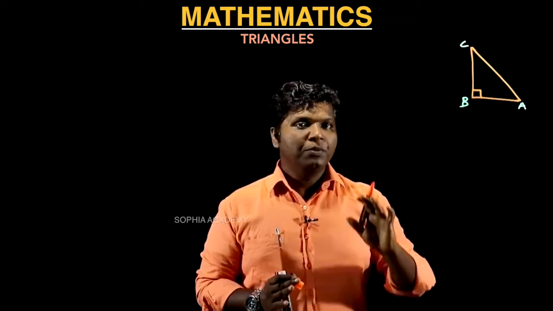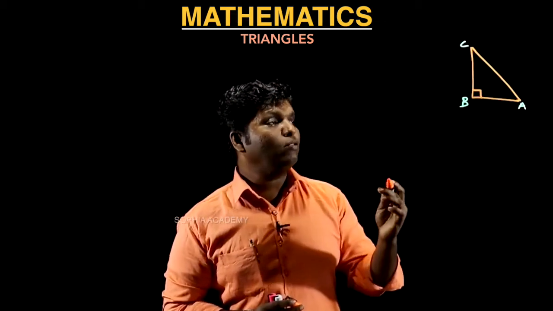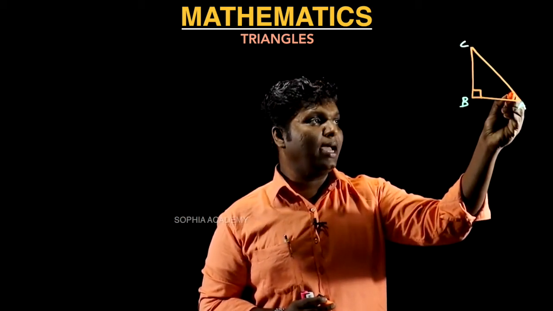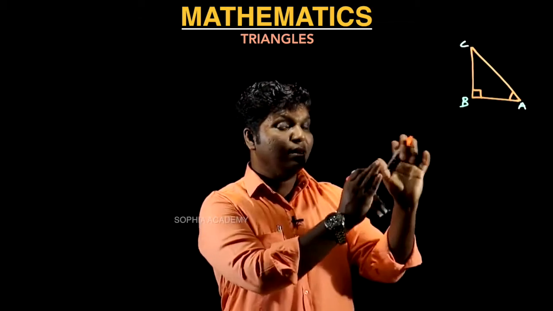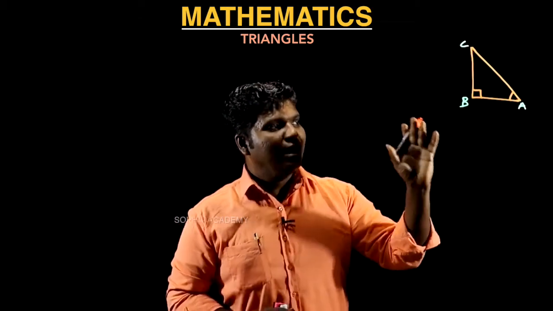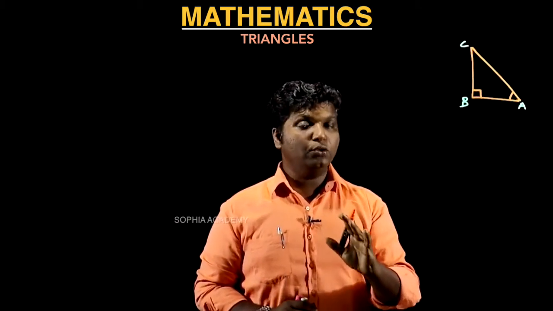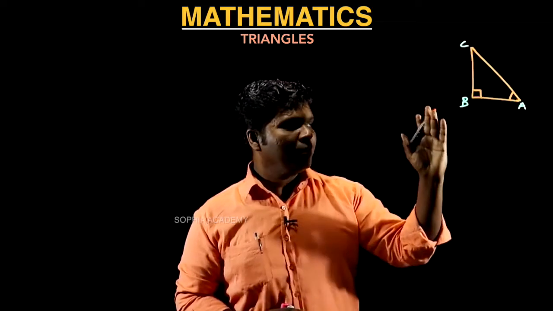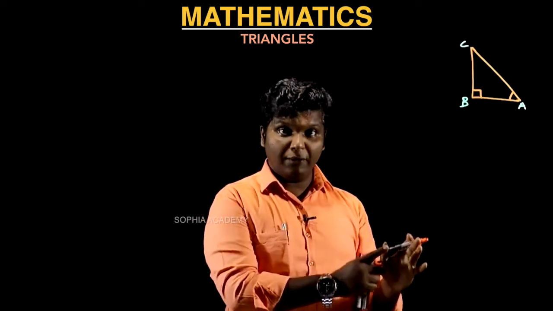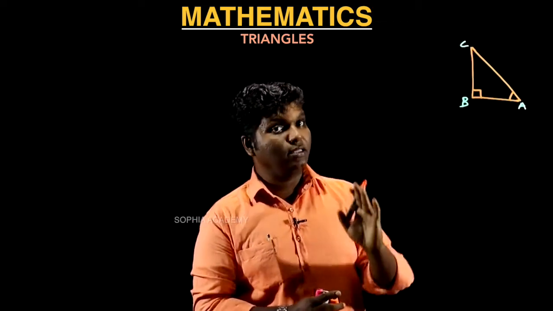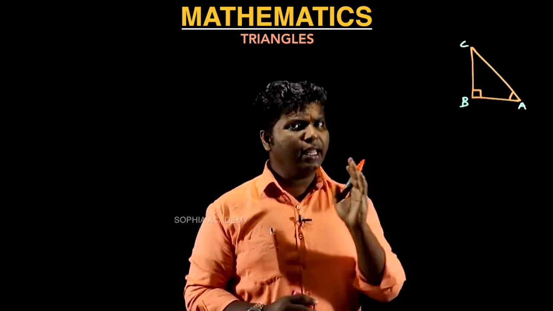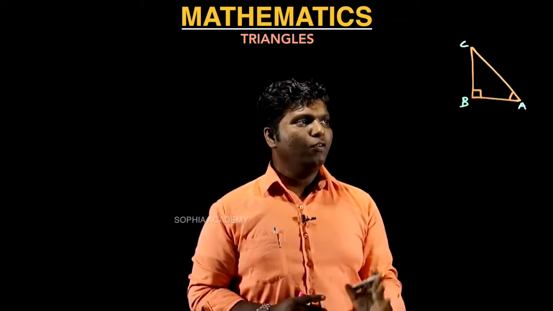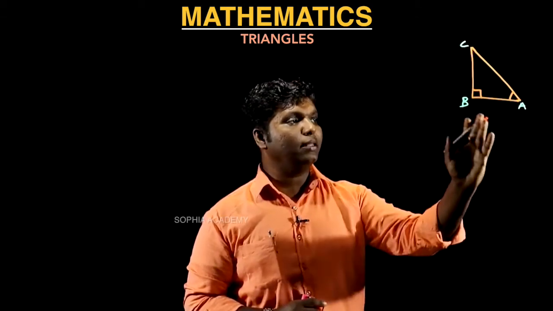But in this chapter, we have to choose any one angle. Let us choose angle A. Regarding this angle A, you have to formulate the trigonometric ratios. If you are taking angle A for reference, you can take angle A or angle C. That means any one of the acute angles you can take. But for our convenience, I am taking the base angle, that is A.